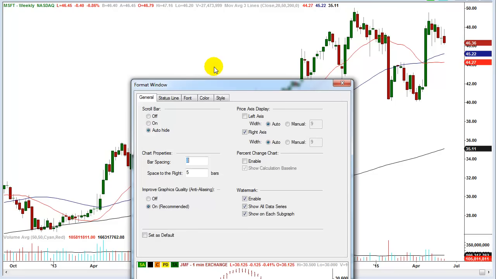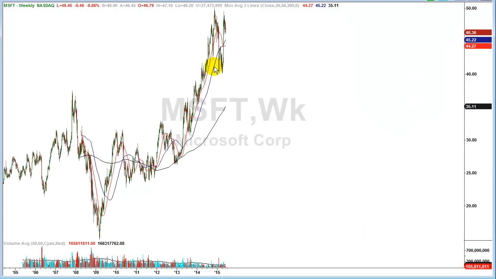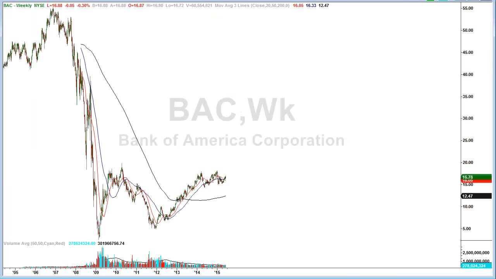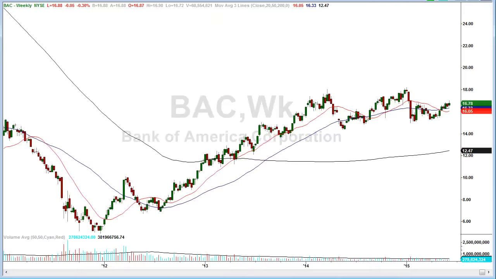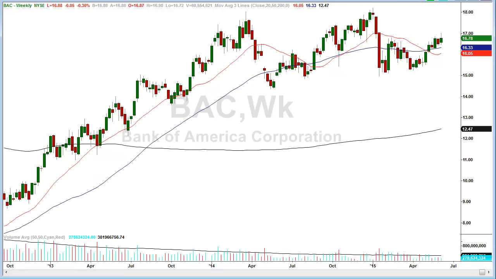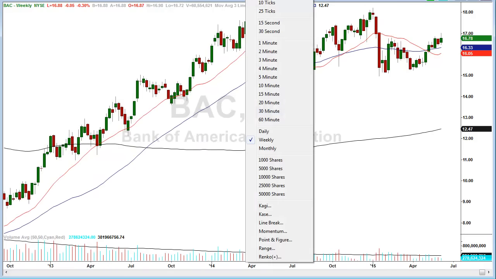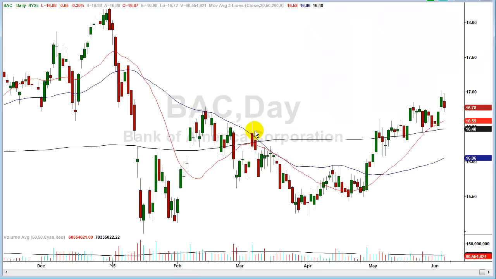It's important to me. Bank of America. Okay, what happened there? BAC. I'm doing something wrong. I don't know what happened to the chart, but let's get that back the way I like it. Okay, so BAC on a weekly basis, let's zoom out first on a daily.